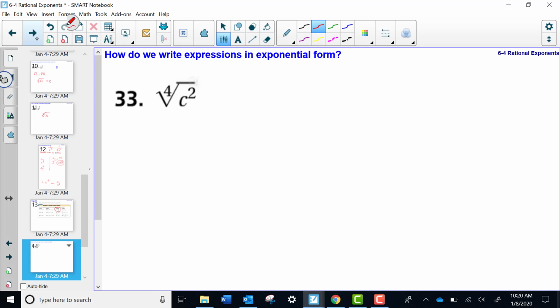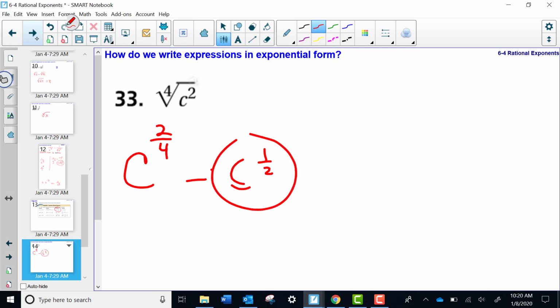Haley, never mind, you've got it. No. You open the door, you got to walk through it. It would be c to the 2 over 4. Can you simplify that? Yeah. So c to the 1/2. That's the answer. c to the 1/2.